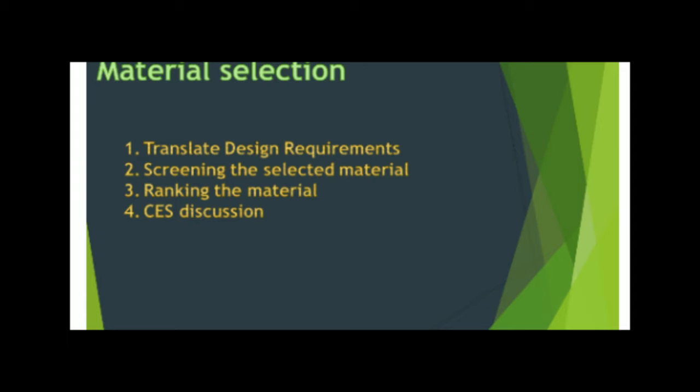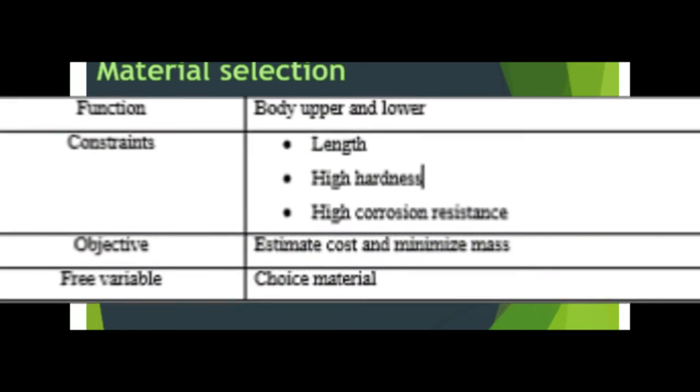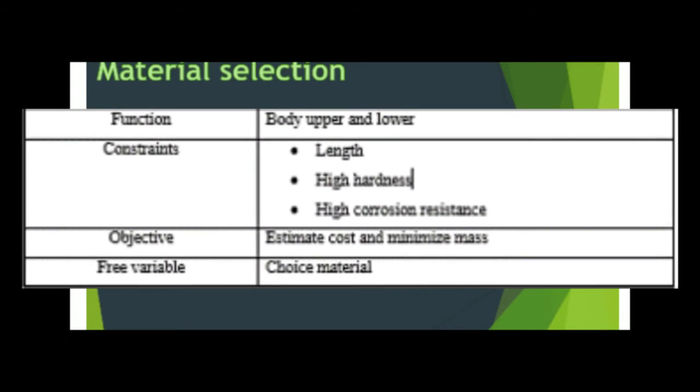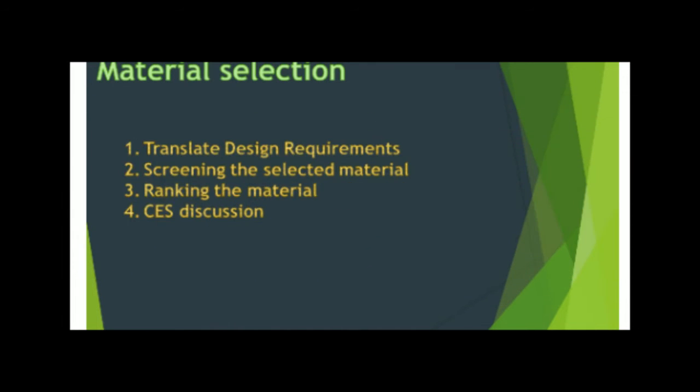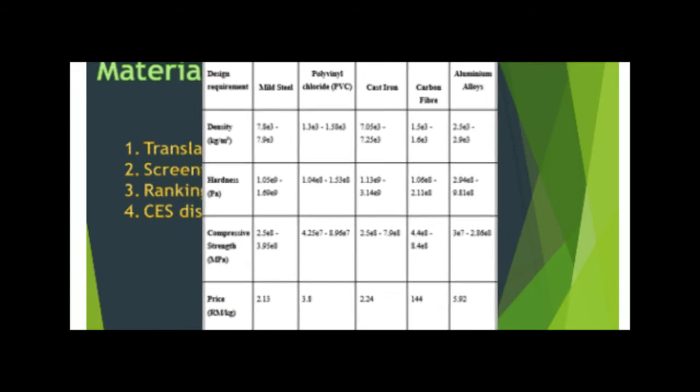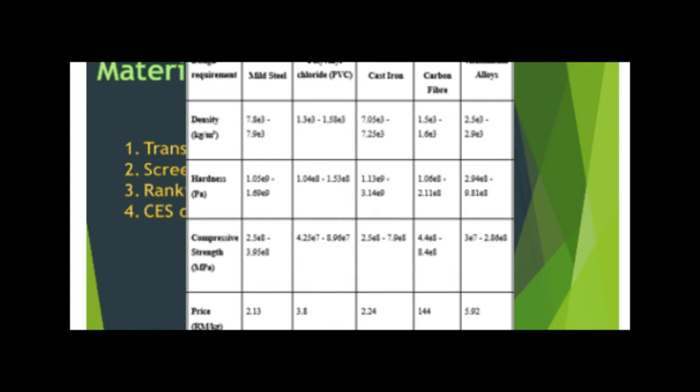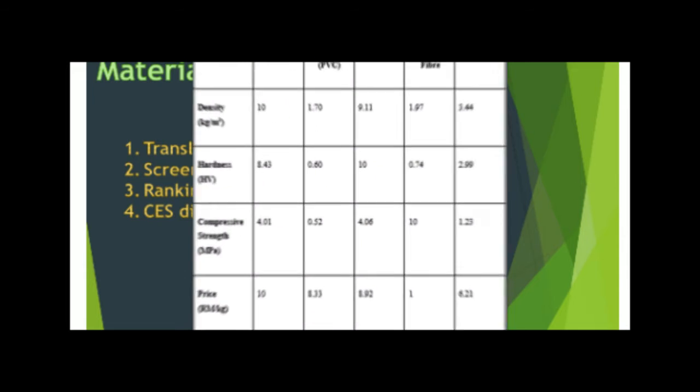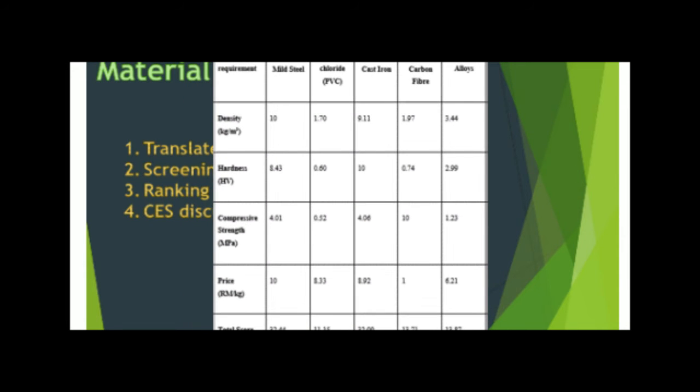As you can see in the result, for the translation, the body has upper and lower constraints on length, height, and hardness, with corrosion resistance; the objective is to estimate cost and minimize mass. The free variable is choice of method. For the screening, carbon fiber almost fulfills our criteria due to its strength. For the ranking, we prefer mild steel based on the total score.